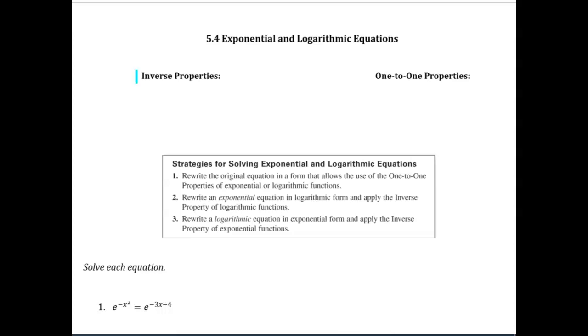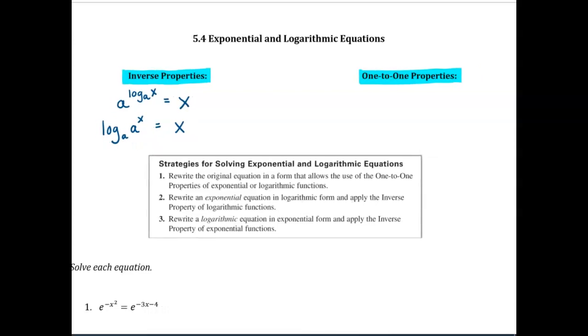As far as equations, we have inverse properties and we have one-to-one properties. The inverse properties, you kind of already know, we've talked about them a little bit. They are that a to the log base a of x is equal to x, and log base a of a to the x also equals x. I showed you these the other day with the triangles, and you can make the triangles again to show yourself, or you can ask me in class.